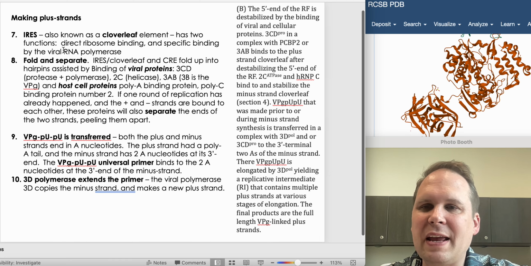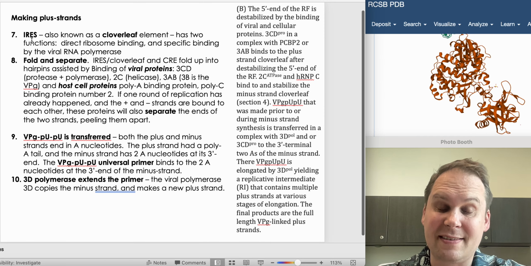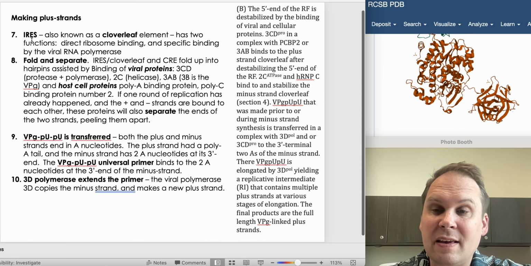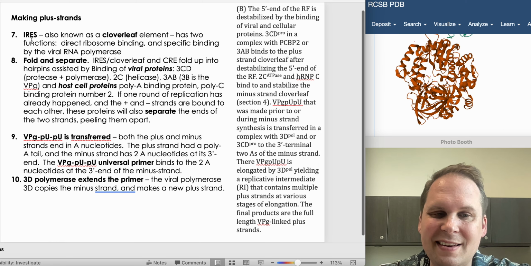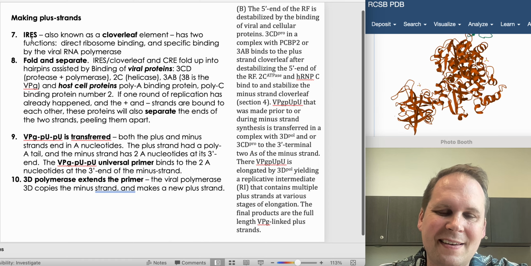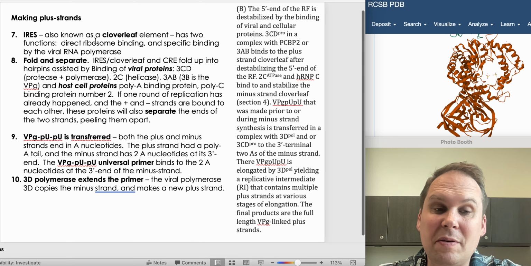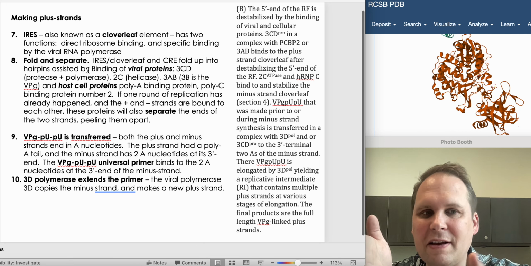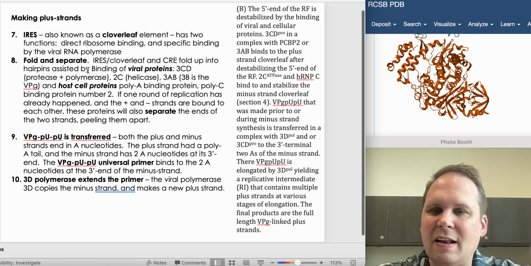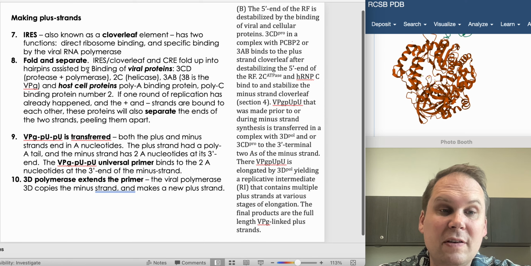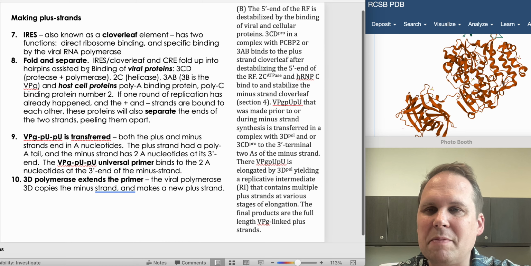So to make plus strands, the structure at the beginning, which is actually the same structure that contains the IRES, it's also called just the clover leaf structure. They always draw it as a little 3-sided sort of clover of stem loops and hairpins, those sorts of things. It's going to have 2 functions. The one is going to be IRES function, direct ribosome binding. That's great. Whenever there's a ribosome around, it'll just clamp onto it. And the other function is going to be specifically interacting with the viral RNA polymerase.